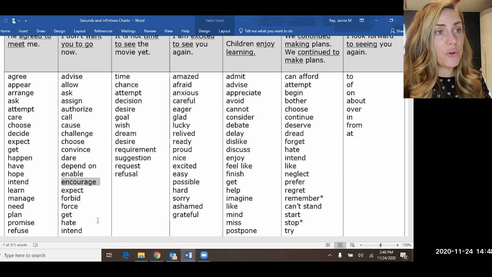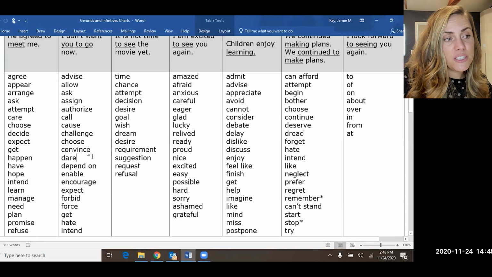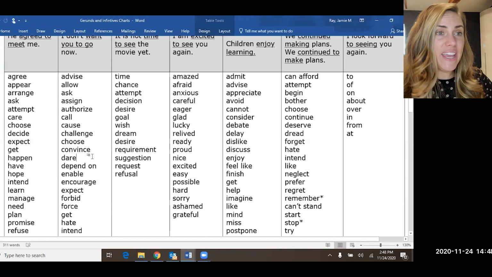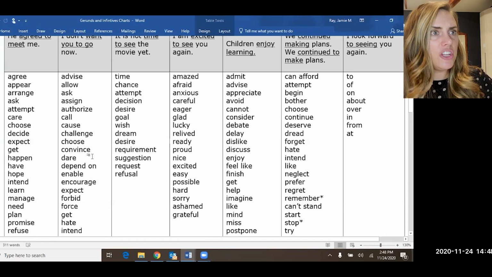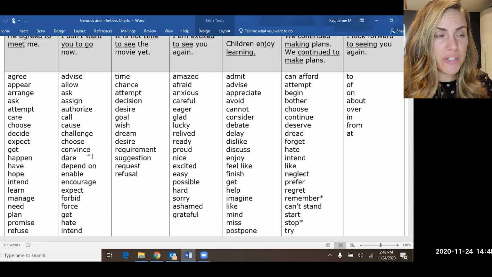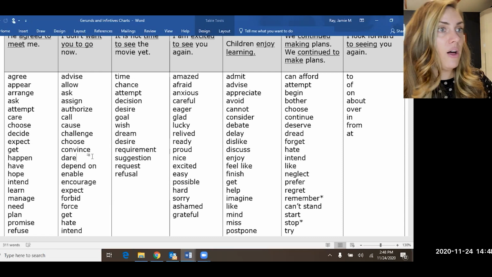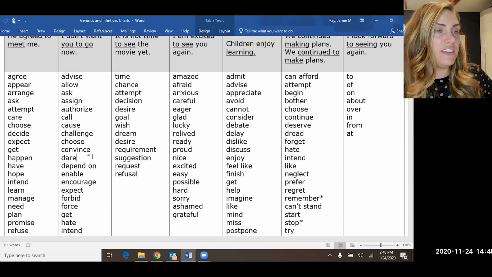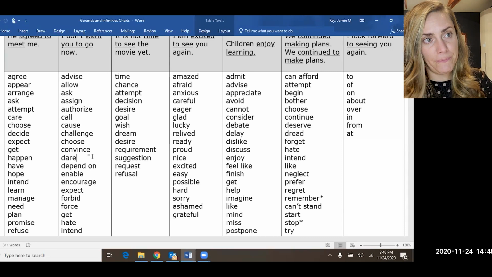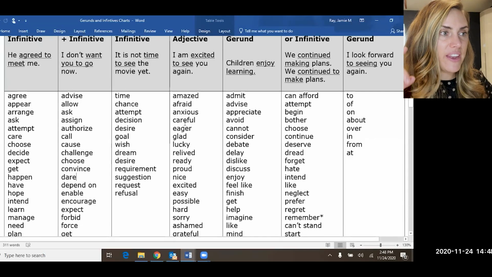It's also not okay to say, I encourage to read. So most of these verbs, you need to have that noun. You can't just say, I challenge to study hard. You have to say, I challenge you to study hard. I convinced him to help me. You can't say, I convinced to help me. It has to have a noun or pronoun before that infinitive.